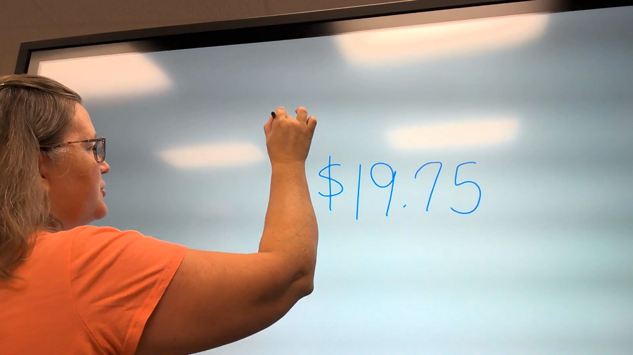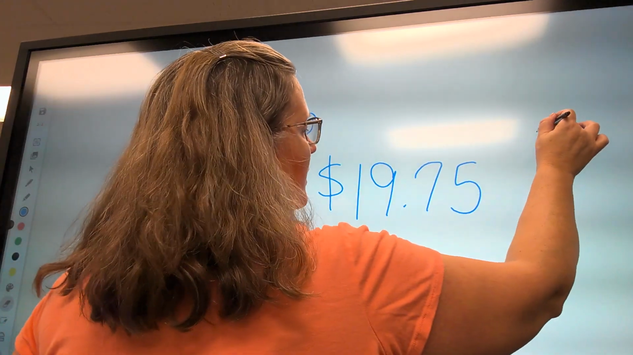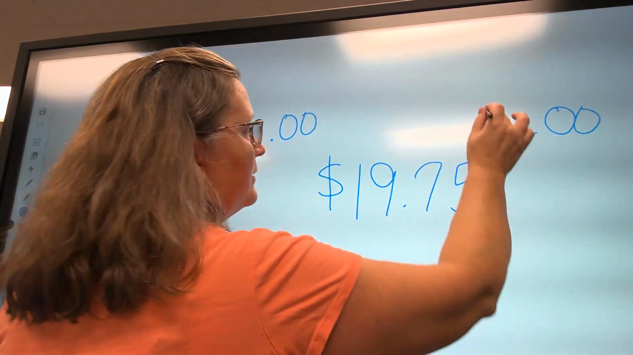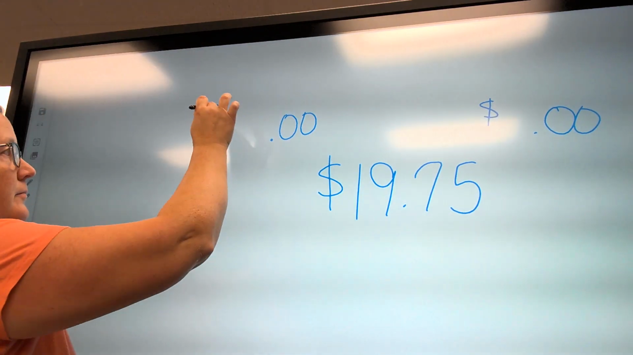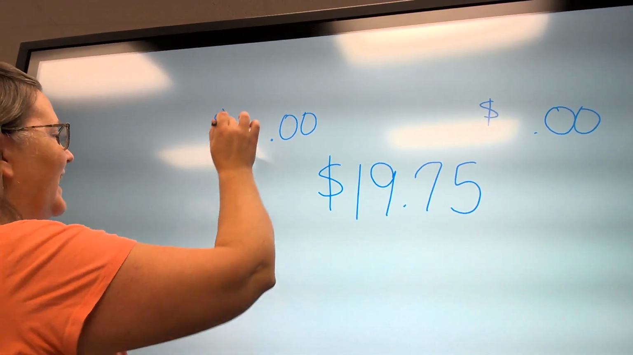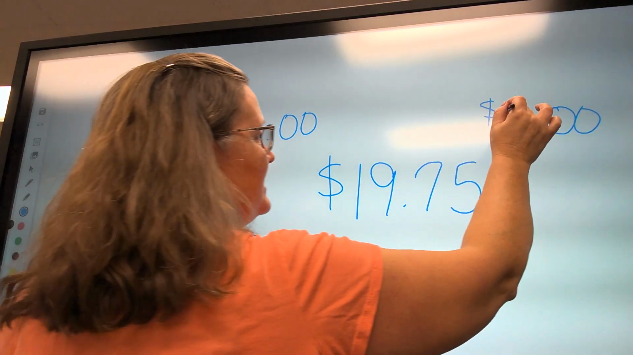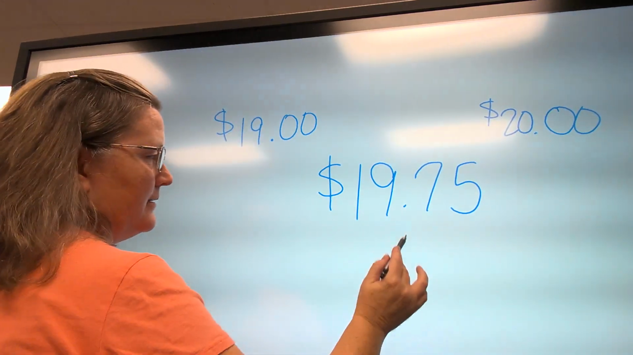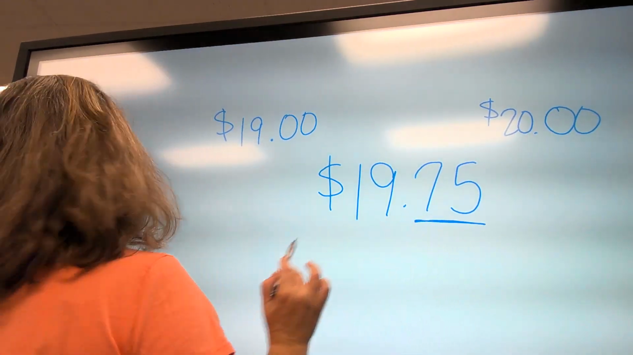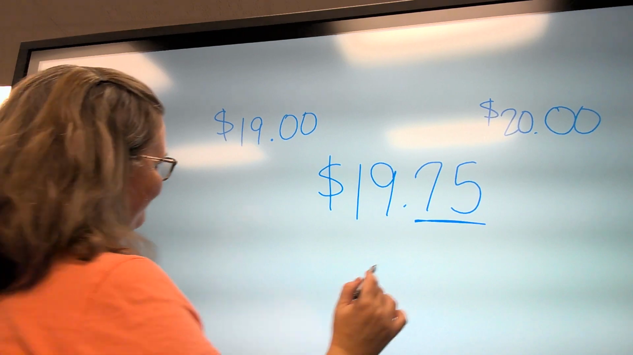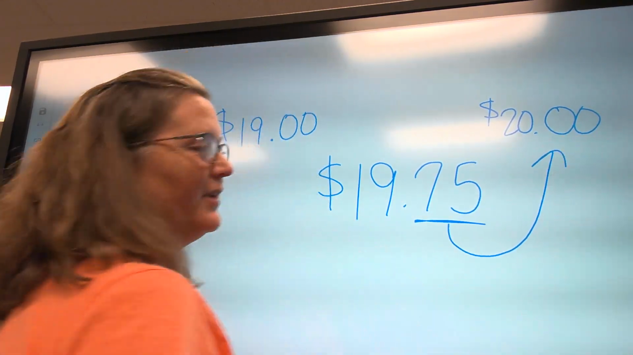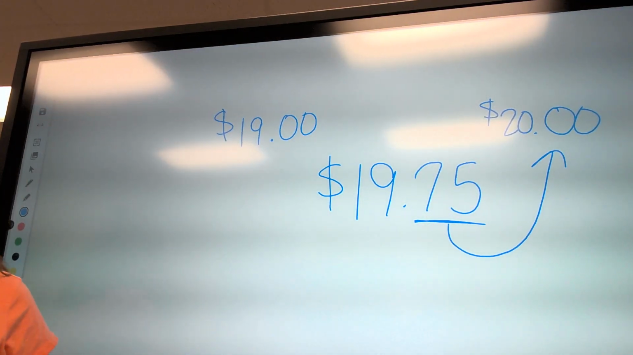Okay, between which two dollars is it? 19 and 20. Excellent. Between 19 and 20. So we look at our 75 cents. It's above 50, so above, give it a shove. We're going to give it a shove and round that one up to 20. Good. All right. Now, do we always want to round to the nearest dollar?